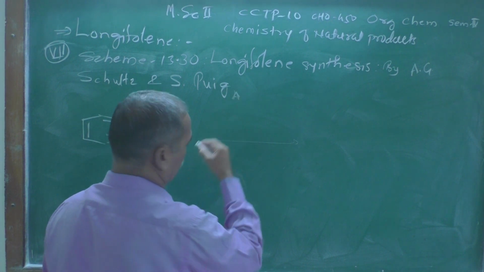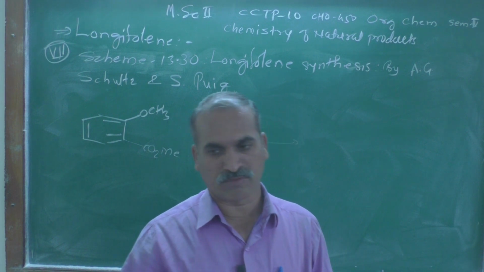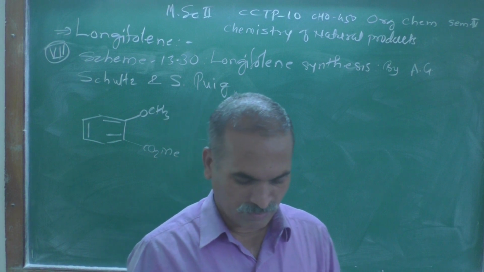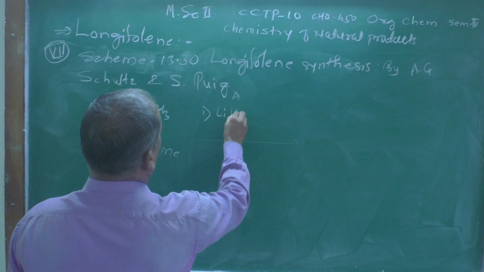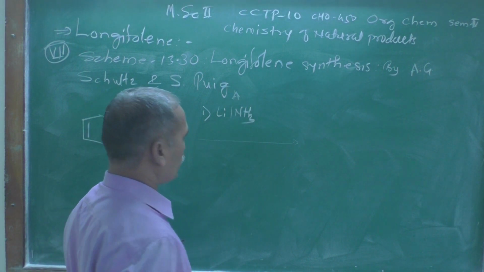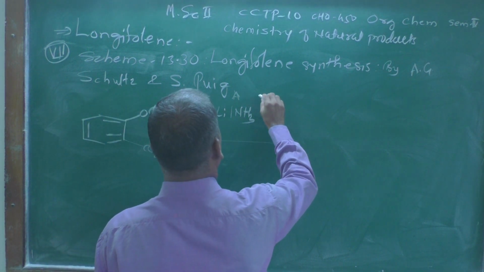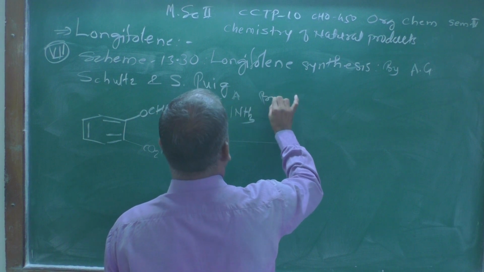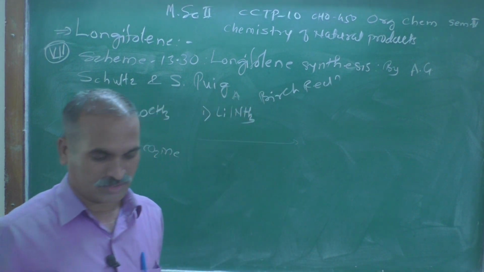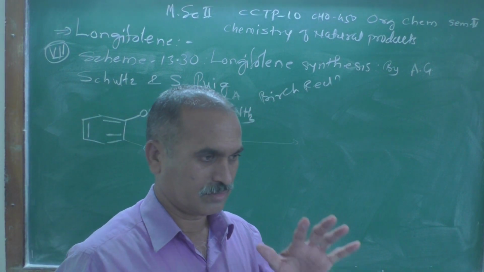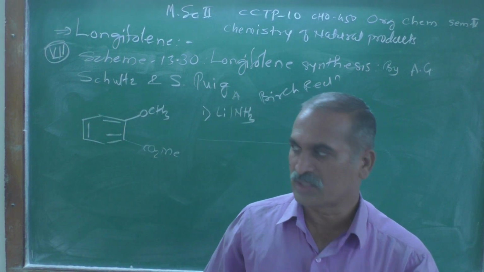As we know, there are different reagents, and a suitable reagent gives the desired product. The first reagent used here is lithium in the presence of NH3. As we know, this is a very good reagent, known as the Birch reduction. This is the Birch reaction or the Birch reduction. Normally lithium or sodium in liquid ammonia. So this is the reagent.